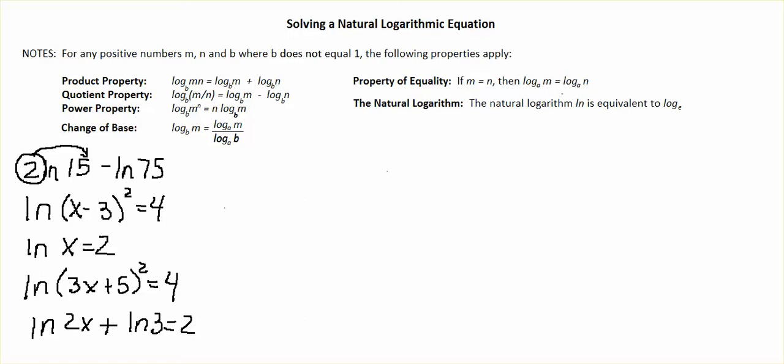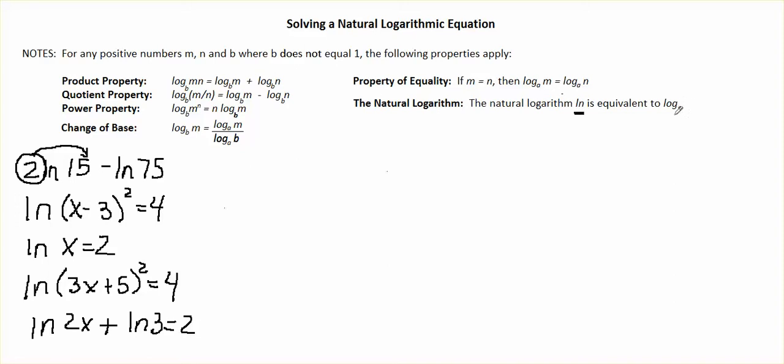In this video, we are going to take a look at how to use the natural logarithm and then how to solve natural logarithmic equations. So let's first take a look at the natural logarithm. The natural logarithm, which is denoted ln, is equivalent to saying log base e.